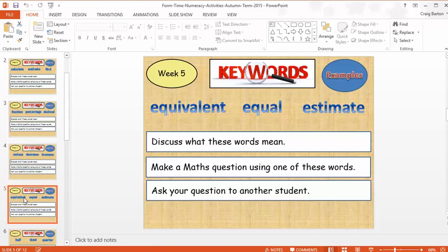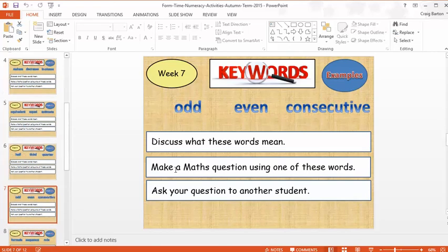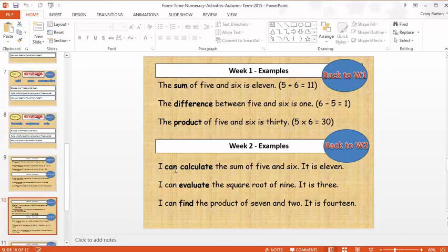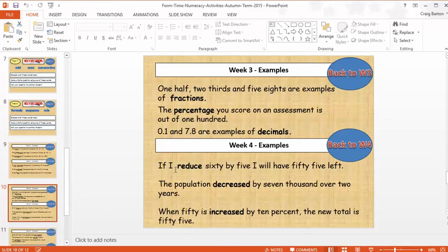Now what I particularly like about this, as well as the structure of it, and as I say in particular, make a maths question using one of these words, is we've got support here for non-math specialist form teachers, because for each week there's examples given for questions that can be used for each of those words. So if you've got a student struggling, the teacher can give them a bit of a prompt. And it's absolutely lovely stuff, really nice ones.